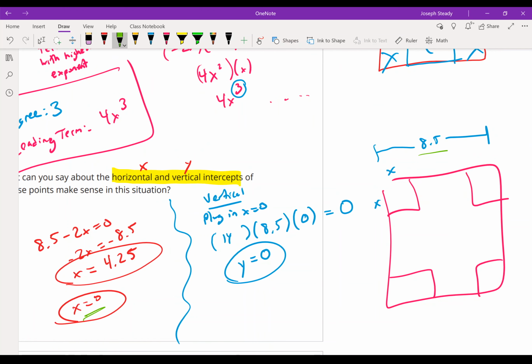The vertical intercept also requires x equals 0. That again means you're not cutting out anything, which means that point does not make sense either. So none of these intercepts actually result in a box, either because we cut away no paper, or because we cut away too much paper and there's nothing left.